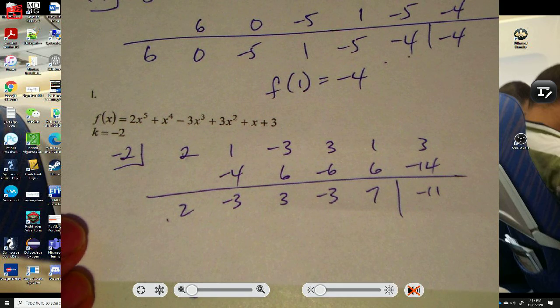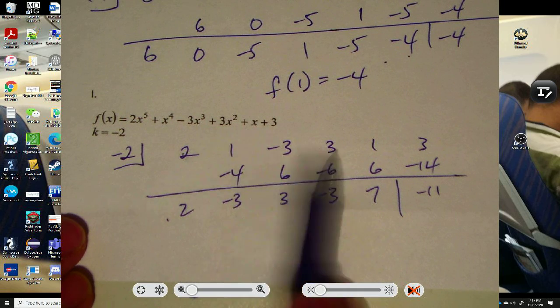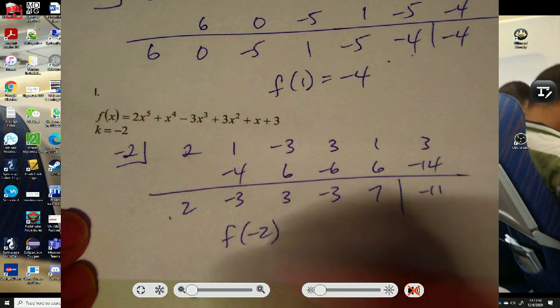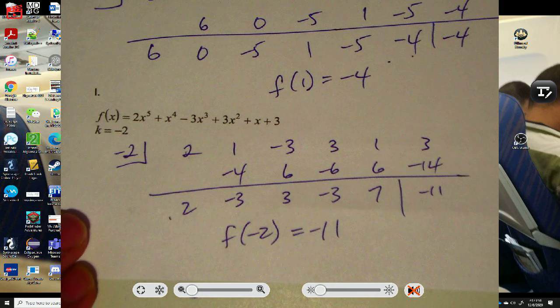Did I copy everything right? 2, 1, negative 3, 3, 3, 1, 3. Yep, that's it. Alright, so f of negative 2 equals negative 11. And that's it. It's the end of the video.